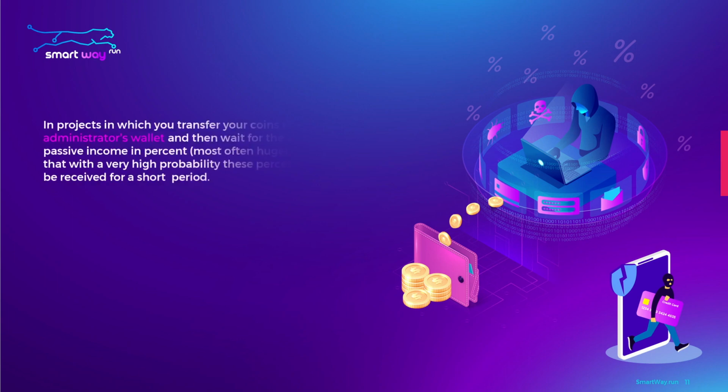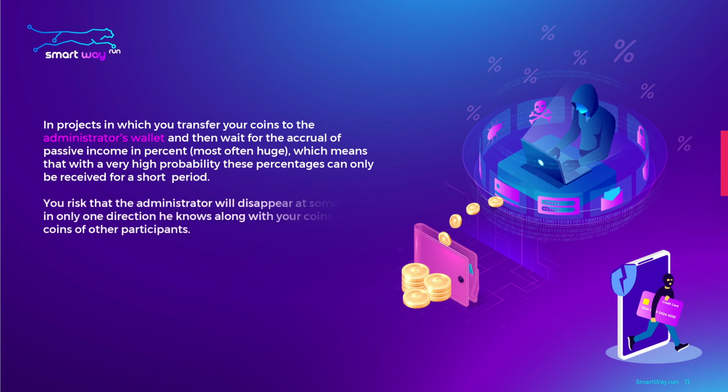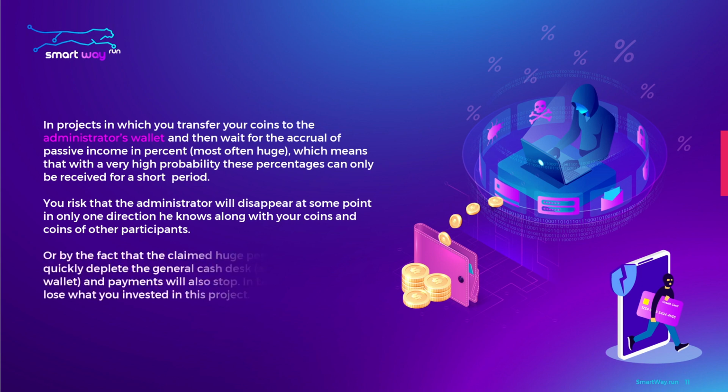In projects in which you transfer your coins to the administrator's wallet, and then wait for the accrual of passive income in percent, most often huge, it means that with a very high probability these percentages can only be received for a short period. You risk that the administrator will disappear at some point along with your coins, and the coins of other participants. Or the claimed huge percentage will very quickly deplete the general cash desk, the administrator's wallet, and payments will also stop. In both cases, you will lose what you invested in this project.